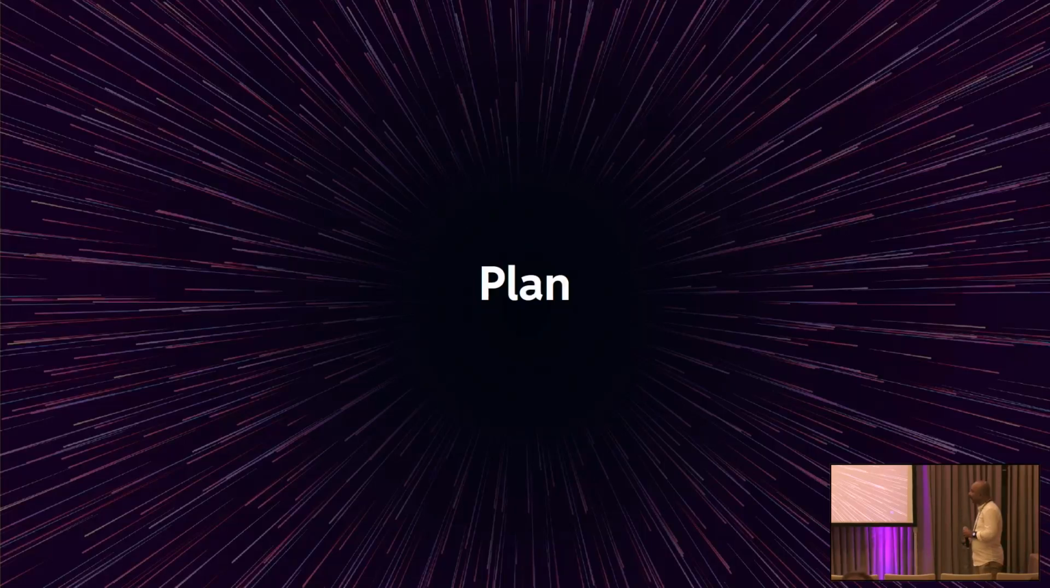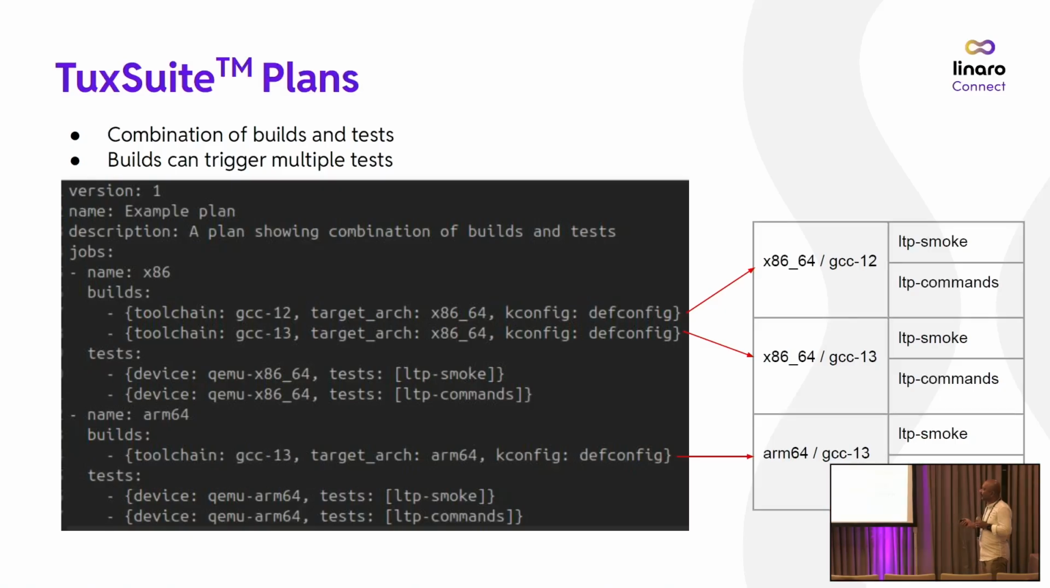Next thing is the plan. As I said, a plan is a concise description of what you want to do and how many builds and tests you want to do. So everything could be combined within a plan, which is kind of a config file where you instruct, so these many builds I want to do for these different architectures, and after these builds are done, automatically trigger tests on these devices. So that is how a plan file works.